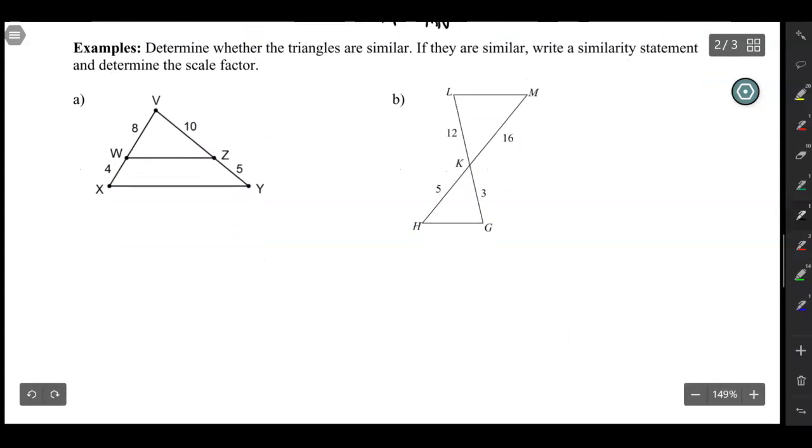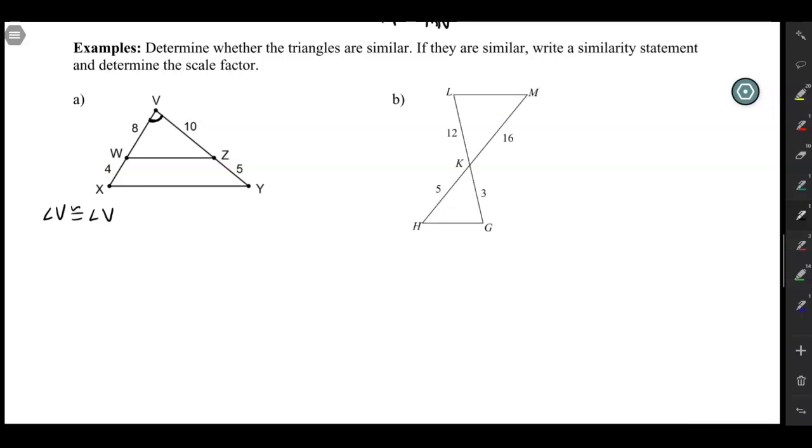So we're going to determine whether the triangles are similar. So in example A, first I just want to look at this angle in the very top. We know that that angle is part of both the bigger triangle and the smaller triangle. So we know we have an angle that is congruent. So we know that angle V is congruent to angle V.